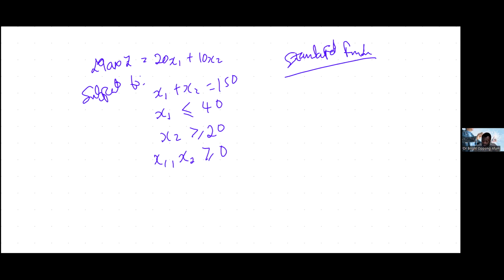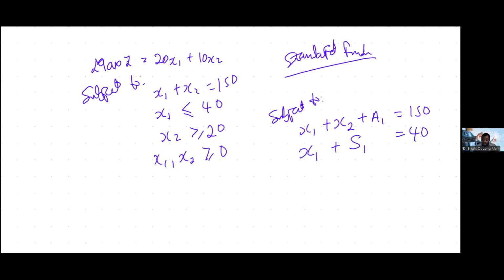So what we'll do is that we'll first start with the constraints, right? So the first constraint is x1 plus x2, and because it's an equal sign, we add artificial variable a1 to it. The next one is less than or equal to 40, so we add a slack variable to it, so it will be x1 plus s1, and it's equal to 40.